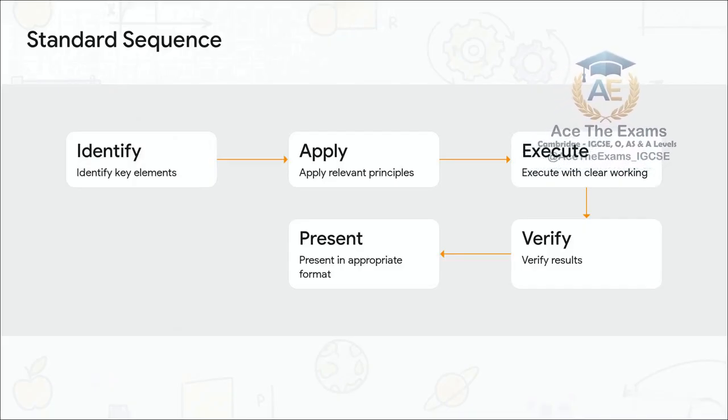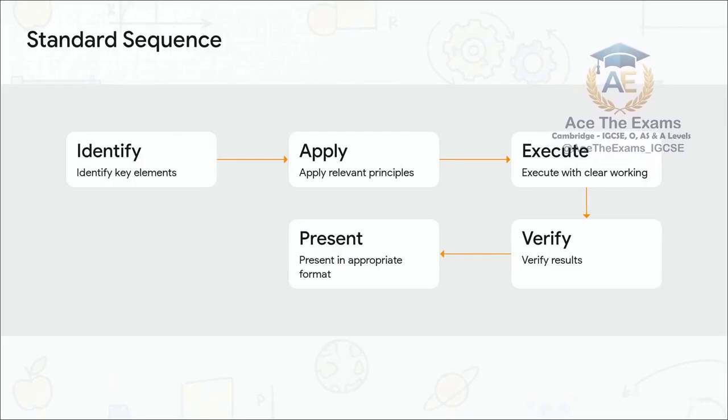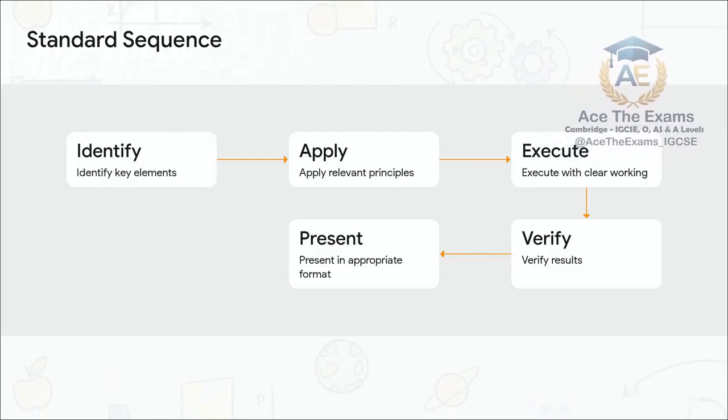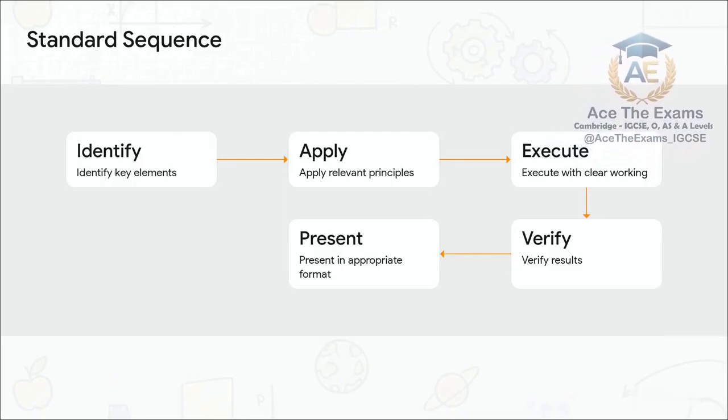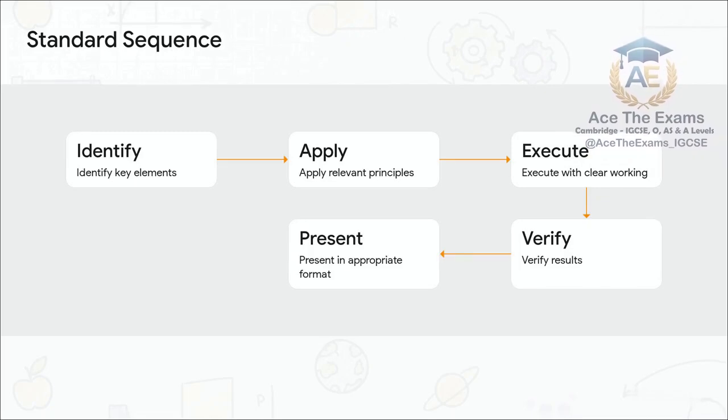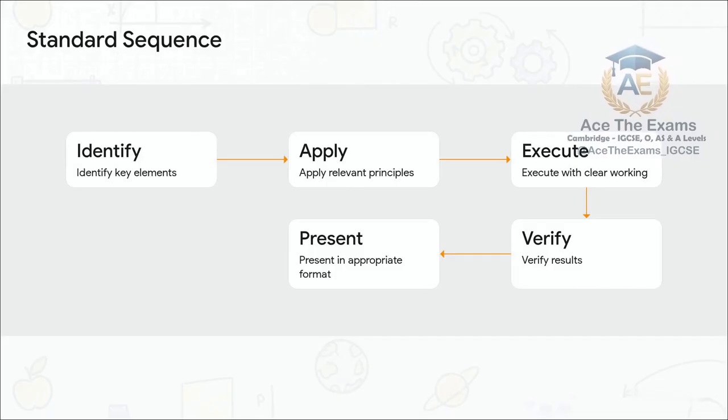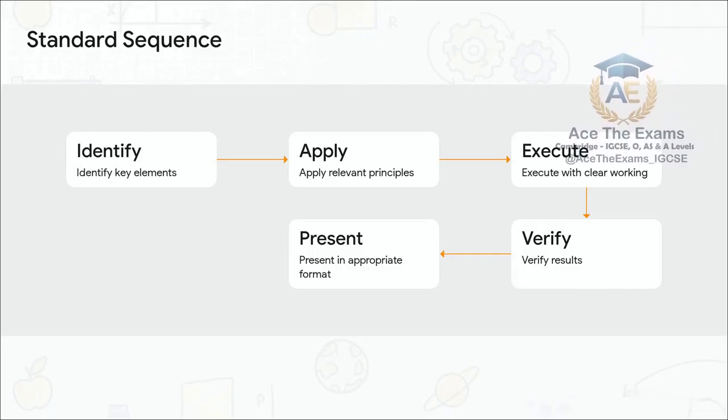Is the system in equilibrium, or are we experiencing acceleration? Decide immediately between F equals 0 and F equals ma. Step 3. Execute with clear working. Decouple your horizontal and vertical vector components using sine and cosine functions. No mental math here. Put it on the page.